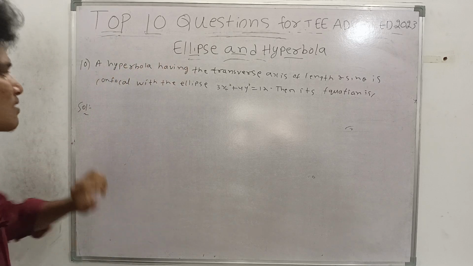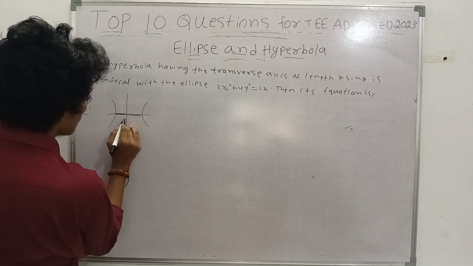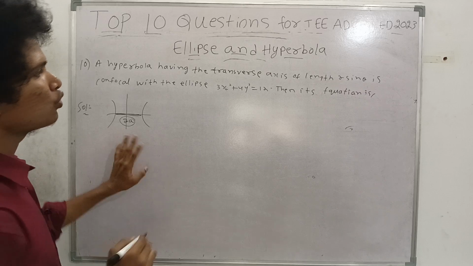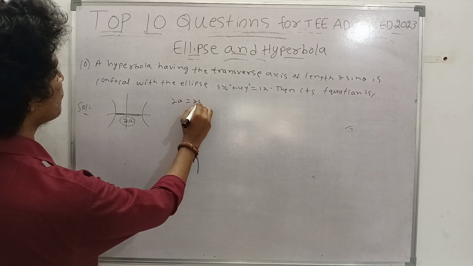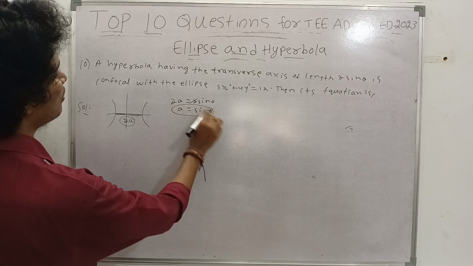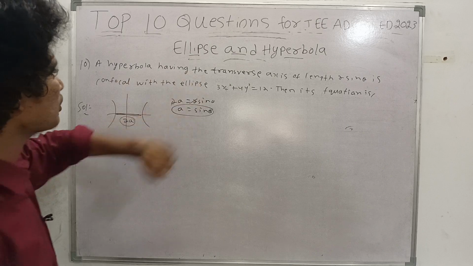Hyperbola having the transverse axis. What is the transverse axis? This length is said to be the transverse axis. What is the length here? 2a. What they are saying is this length 2a is equal to 2 sin theta. So what is a? a equal to sin theta. One thing we got. And next, this hyperbola is confocal with the ellipse.